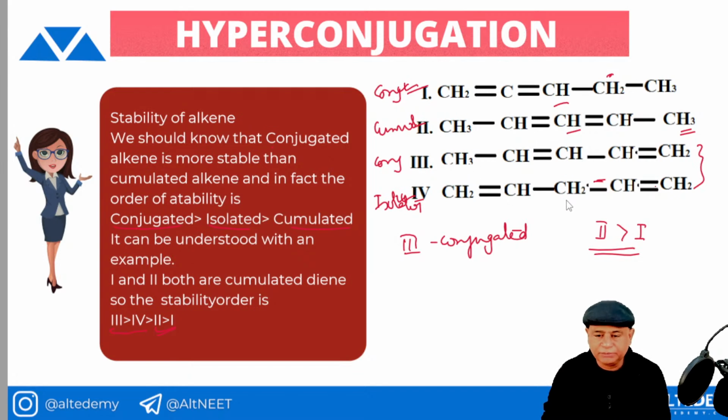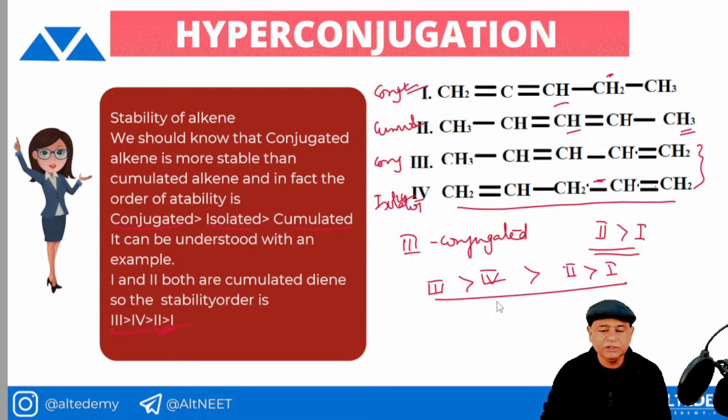Among third and fourth, if third is conjugated, obviously the third will be the most stable. If the other is an isolated one, isolated alkenes are more stable in comparison to any cumulated alkene. So 2 and 1 will be at the end. So this is the order: it is conjugated, then isolated, then cumulated.